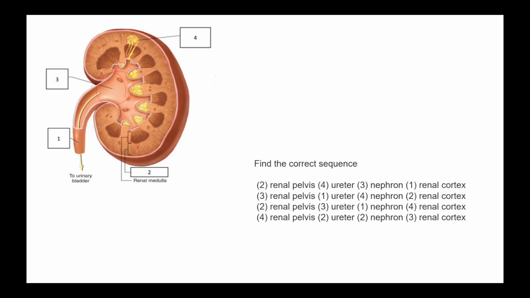From all the collecting ducts of the nephrons, they release the filtrate and the urine into these branches, which collect in the renal pelvis, and it sends it to the ureter, and then finally to the urinary bladder. So this is the renal cortex. This is the renal pelvis. What is this? This duct which is taking the urine, yeah, this is the ureter. And what is this structure?